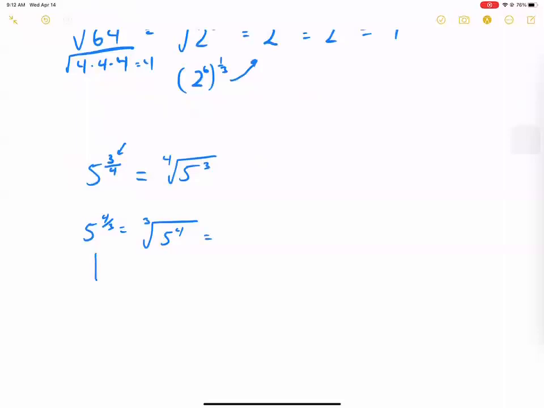Well, two ways of looking at this. We can say, okay, can we simplify that fraction to be 5 to the 1 and 1/3? So the way you want to see this is we actually have 1 out. So this is really 5 times 5 to the 1/3, which can be rewritten as 5 times the 3rd root of 5 inside. And that's exactly what we would have done here.